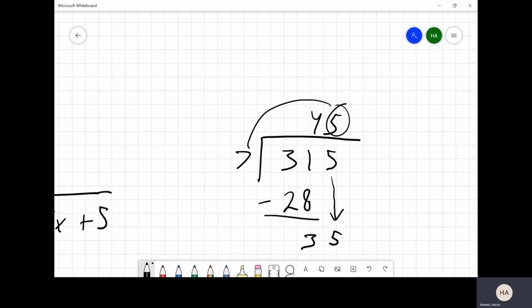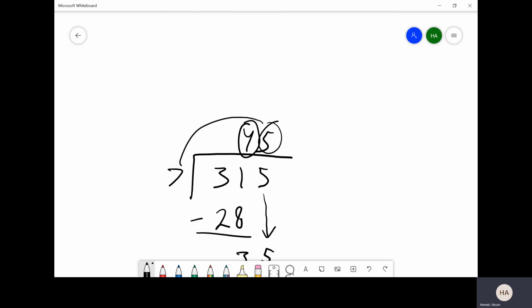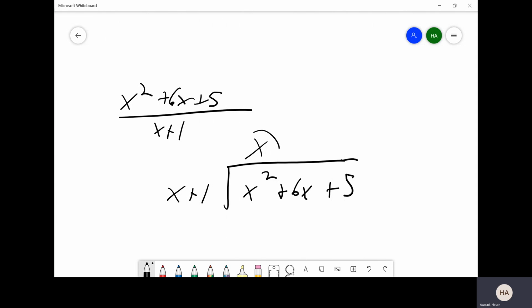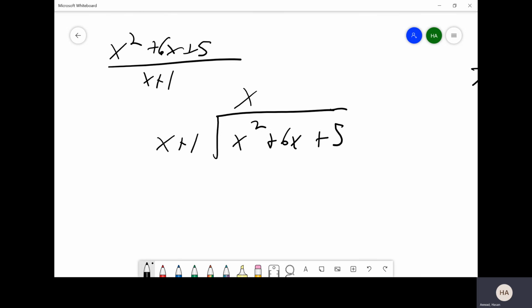And what we do is the same thing that we did over here, right? Notice that for each step, we took our 4, multiplied it by 7, and then we subtracted. Or we took our 5, multiplied it by 7, and then subtracted. So we're going to take our x and multiply it against the whole thing, x plus 1, not just the leading x. The leading x is just a tool to help you figure out what you need to multiply by. In this case, you're multiplying it by the entire divisor. That gives us x squared plus x, right? x times x gives you x squared. x times positive 1 gives you a plus x.